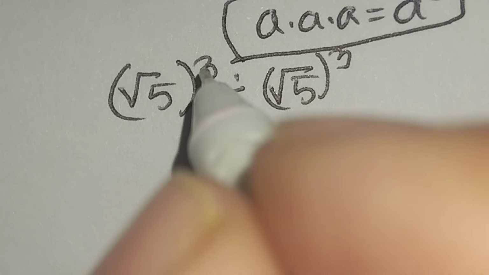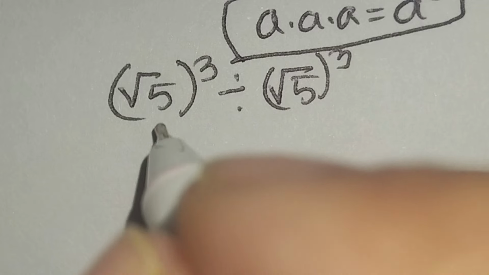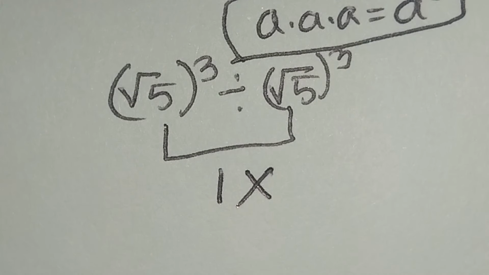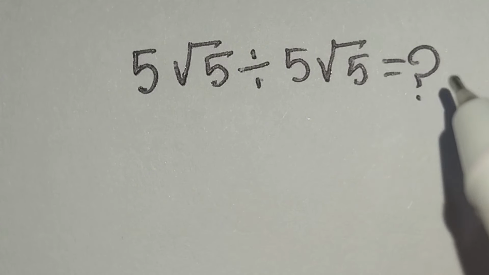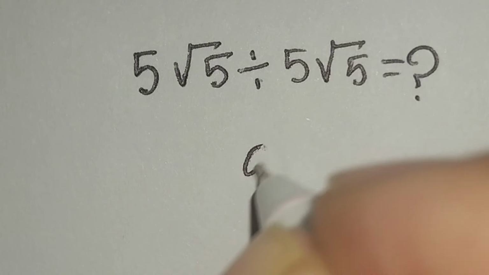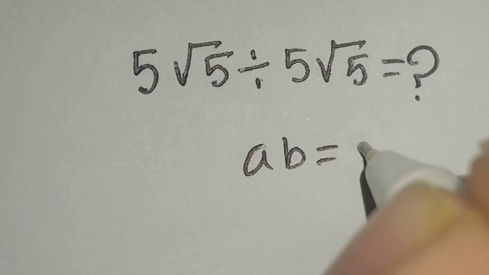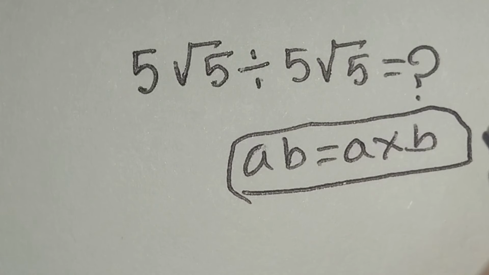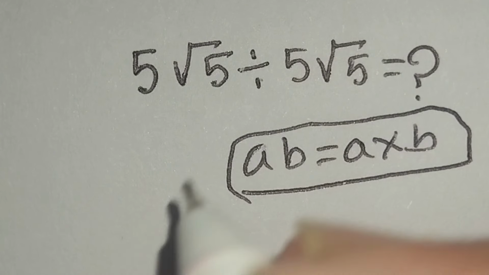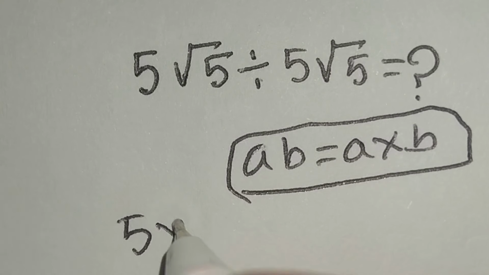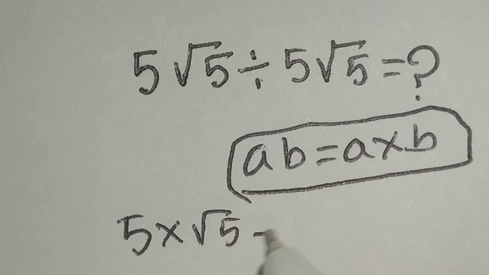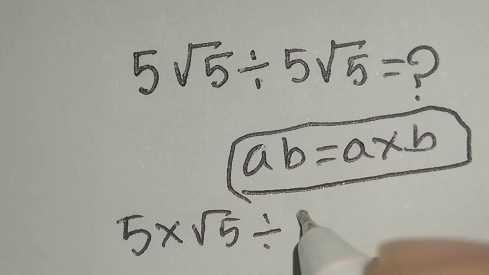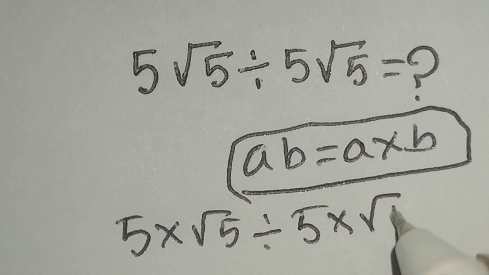Here square root of 5 whole cube divided by square root of 5 whole cube gives us 1, but it is not correct. Now I will solve this math correctly. We know AB is equal to A multiply B. According to this property, we can write this 5 square root of 5 as 5 multiply square root of 5, divided by, we can write this 5 square root of 5 as 5 multiply square root of 5.